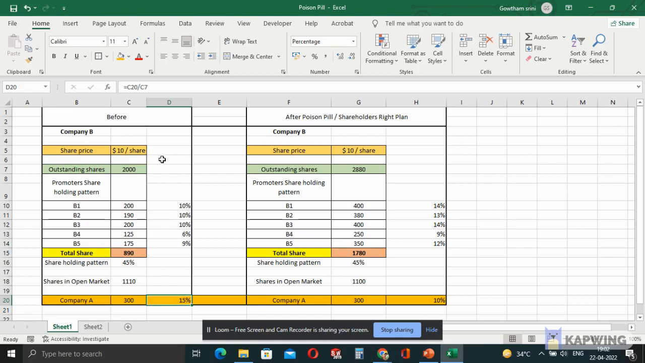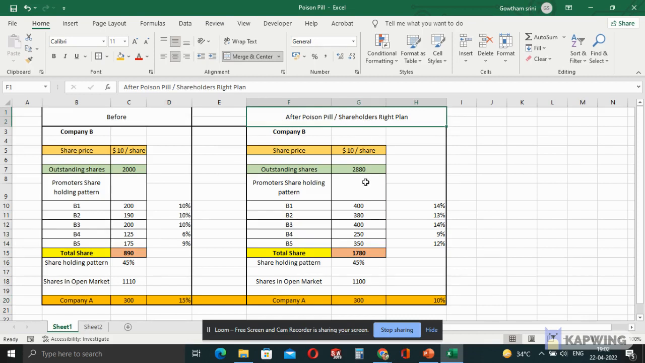Now what happens when this scenario occurs without your knowledge, or when someone is trying to dominate you? That triggers something called a shareholders rights plan. It gets triggered when someone owns more than 15 percent of your company, or 20 percent, as per the terms and conditions stated in your shareholding pattern. So when someone owns more than 15 percent of your company, that triggers the shareholders rights plan.